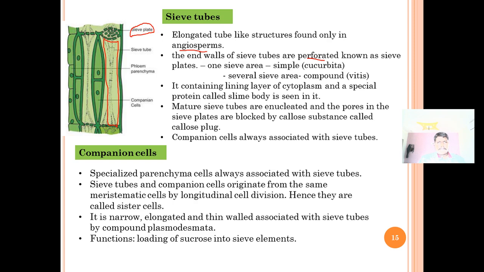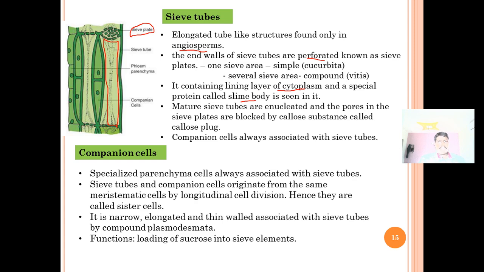It has some lining, which we call the cytoplasmic lining. It has some special P protein, that means phloem protein, which we call slime body. Upon maturation, what will happen? The nucleus will totally disintegrate, that means the nucleus is absent in the mature sieve tube.